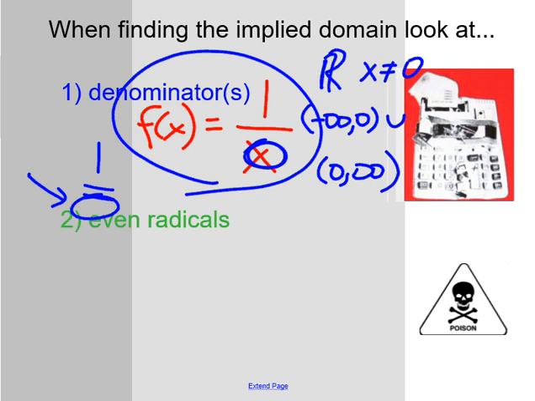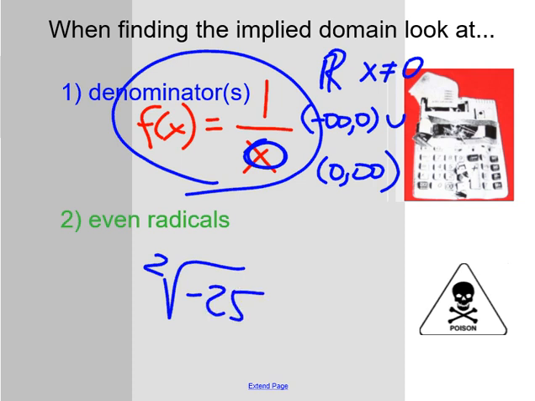Okay, and then radicals. Why does it say even radicals? Let me show you. The square root of a negative is a problem. Do you remember this deal? You can only do it with imaginary numbers. That means it doesn't have any real answers. So if your square root ever becomes negative, you got a problem.